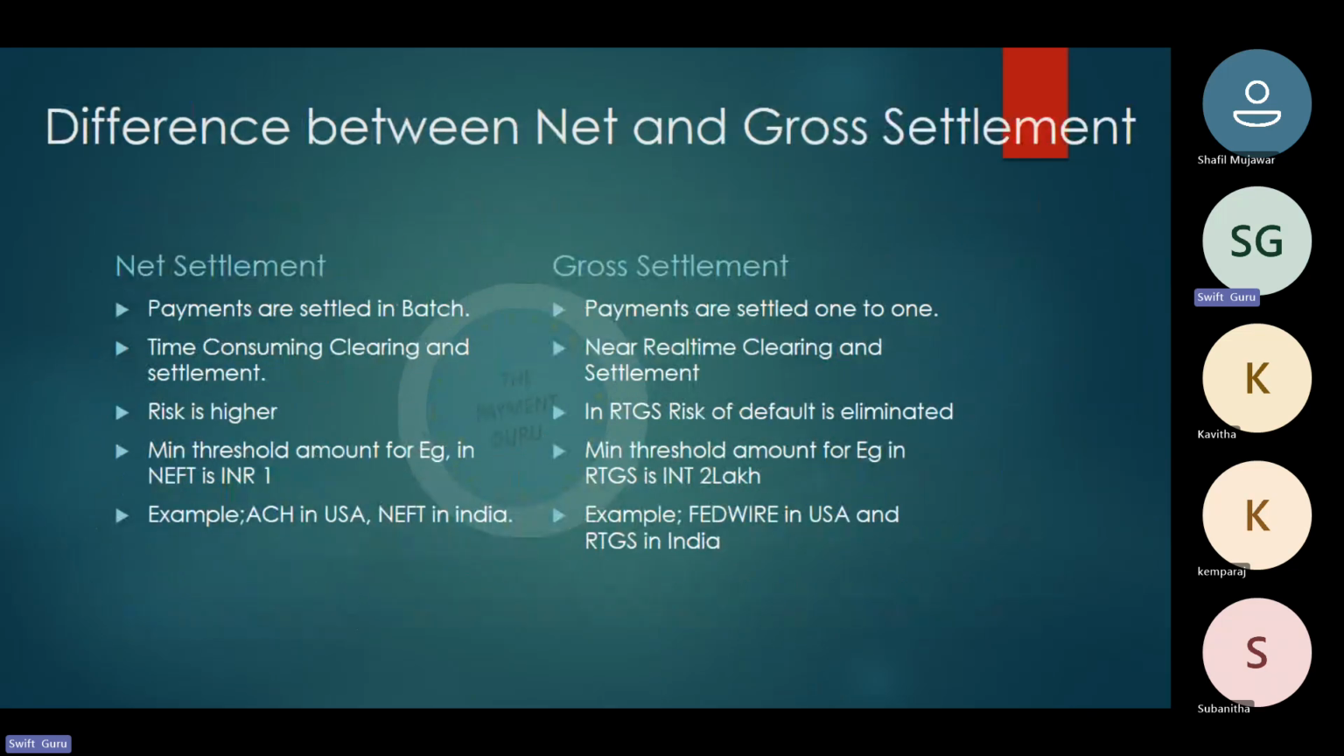Just to quickly give you a brief on the differences, so that at times in the interview, they might ask you the differences. In net settlement systems, the payments are settled in batches, whereas in gross settlement systems, the payments are settled on a one-to-one basis. In net settlement, it is a time-consuming clearing and settlement, whereas gross settlements are near real-time clearing and settlement.